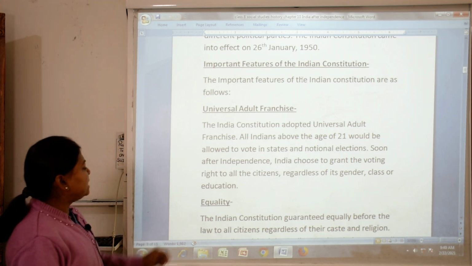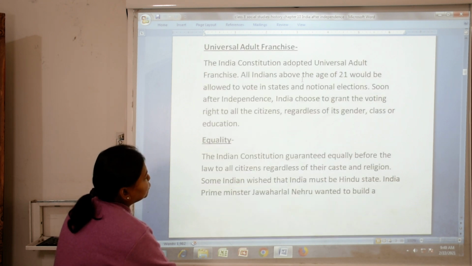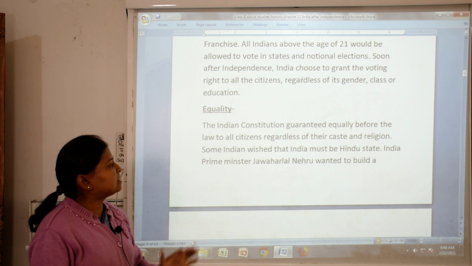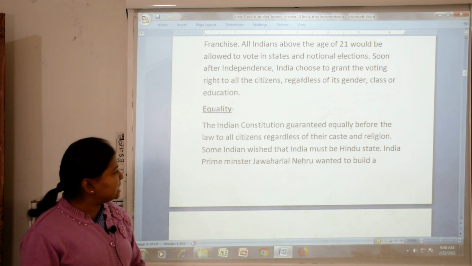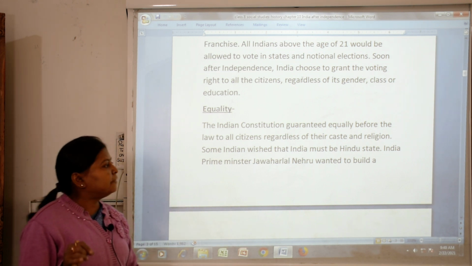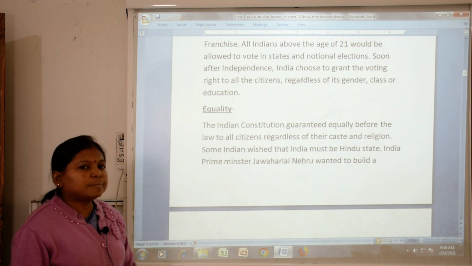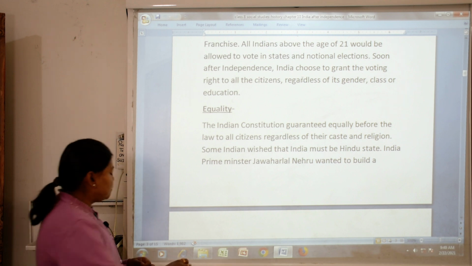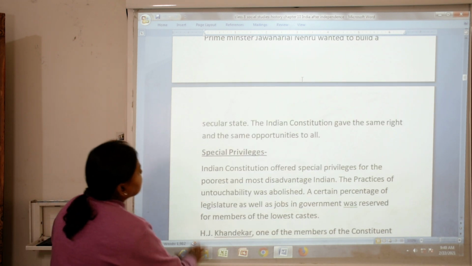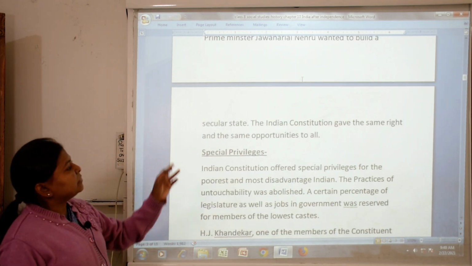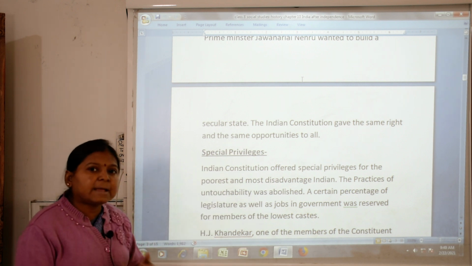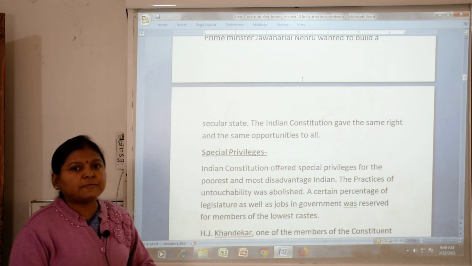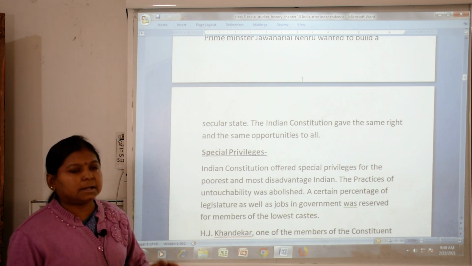Now, equality means the Indian Constitution guaranteed equality before the law to all citizens regardless of caste or religion. Do you know, some Indians wished that India must be a Hindu state? But India's Prime Minister Jawaharlal Nehru wanted to build a secular state, meaning the Indian Constitution gave the same rights and the same opportunity to all the people. There will be no inequality in India.